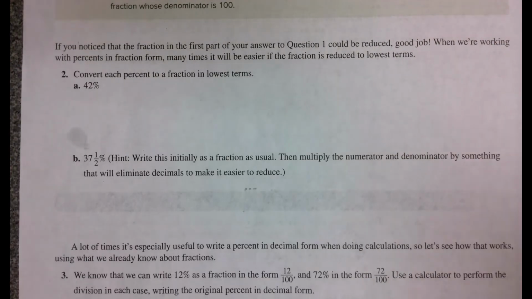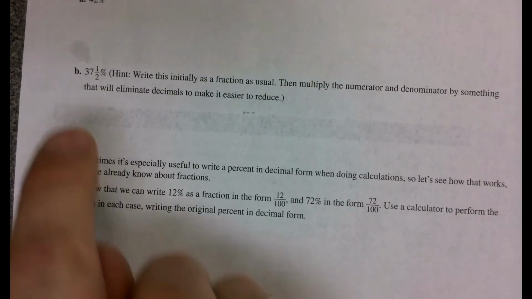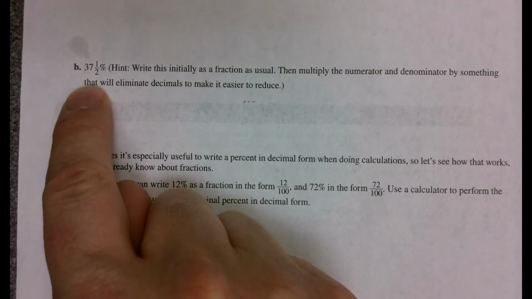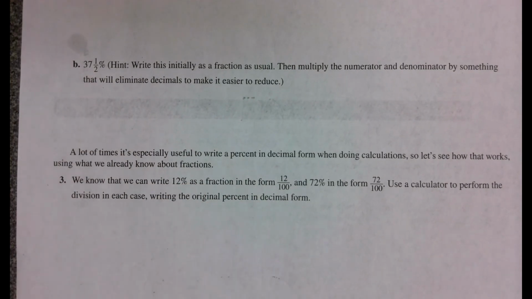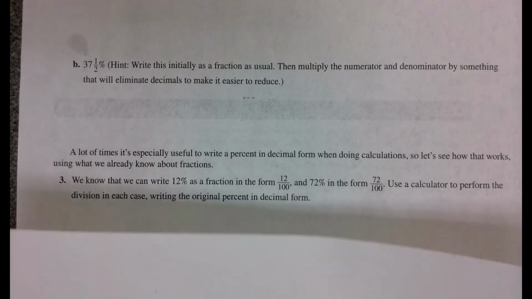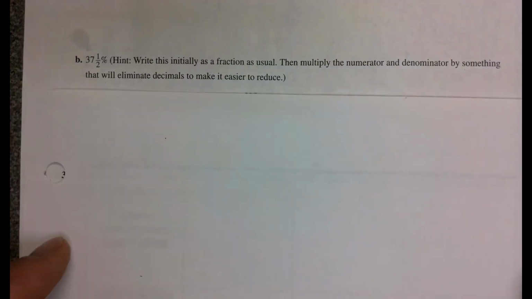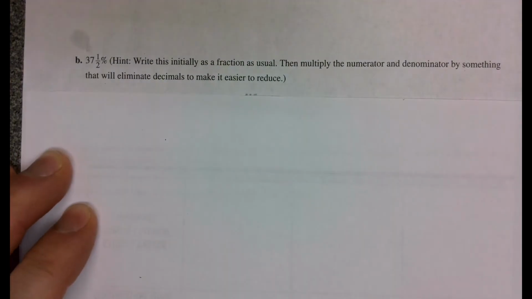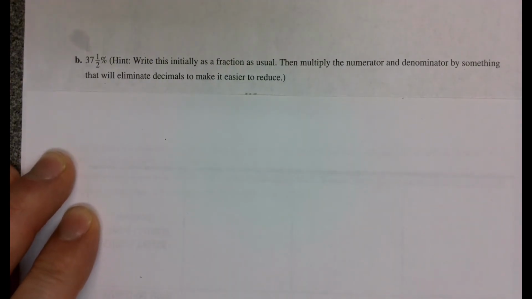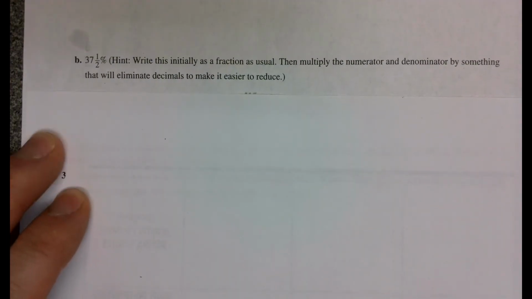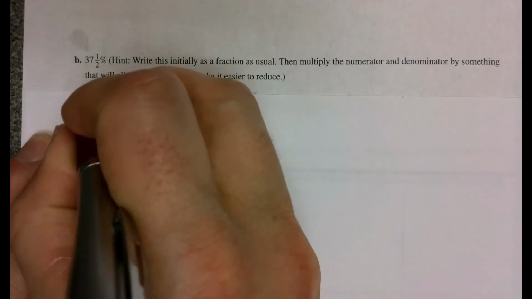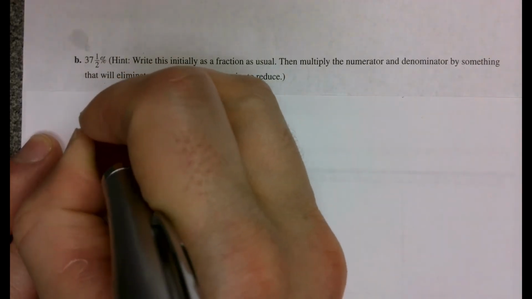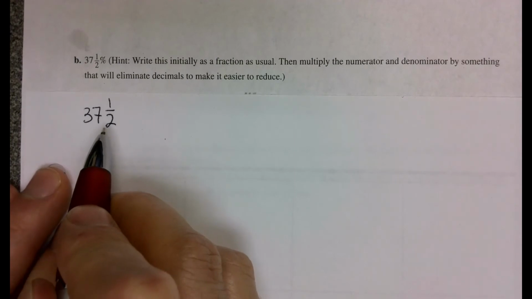All right, one more question here. And that is 37.5%. Write that as a fraction. Well, this particular fraction is called a mixed number. And mixed numbers are nasty little numbers. Because when you look at them, we just write 37 and then we put a fraction next to it.